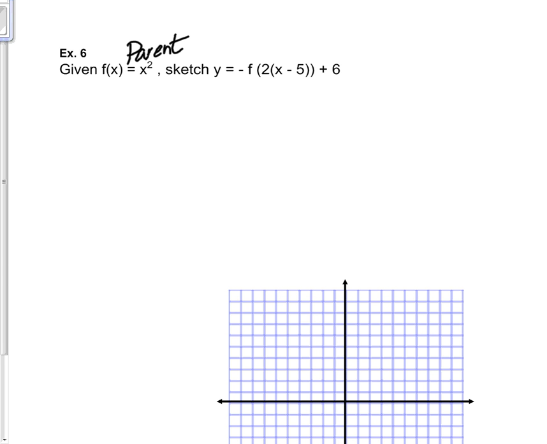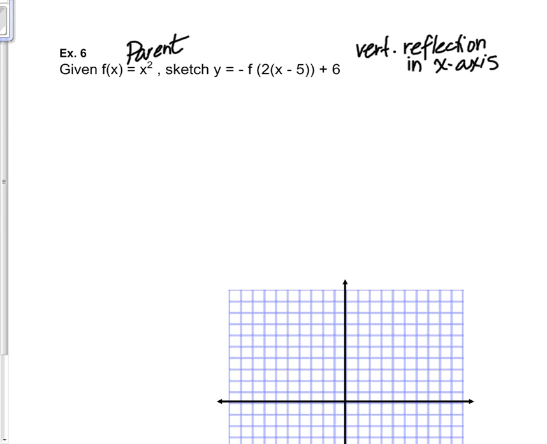We have 4 different transformations that are going on. Let's list them in order left to right. The first is a negative sign outside of the function. That is a vertical change. Negative means reflection. And if you're reflecting in a vertical sense, you're changing your ups to downs and your downs to ups. So it is a reflection in the x-axis.